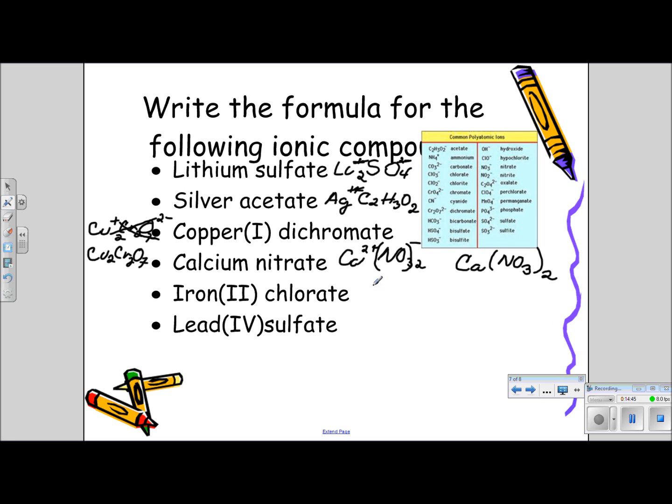Now, then we have iron 2. So we're going to write Fe 2 plus, ClO3 minus, crisscross 2.